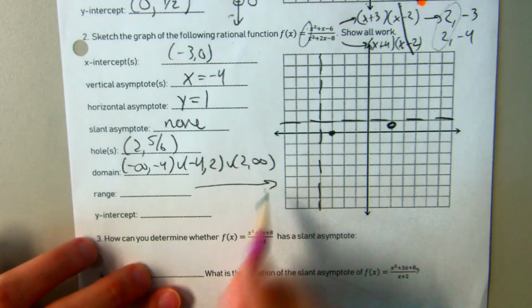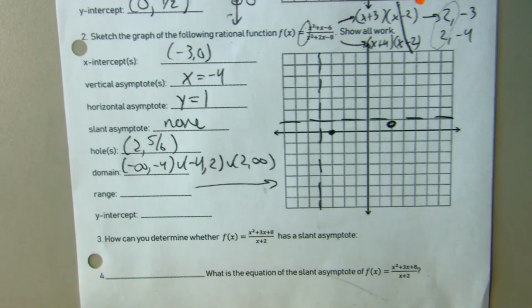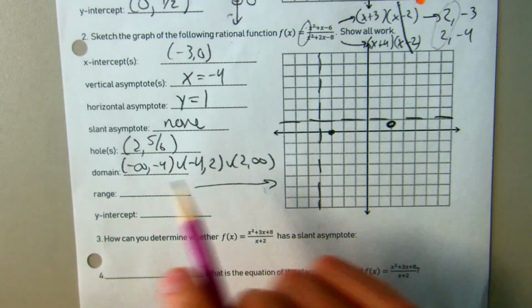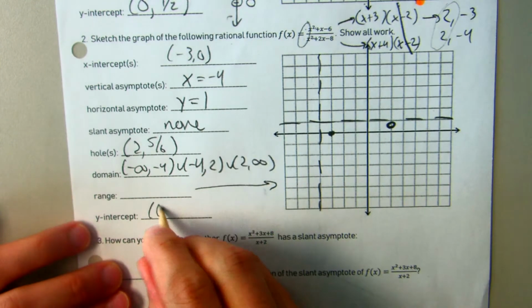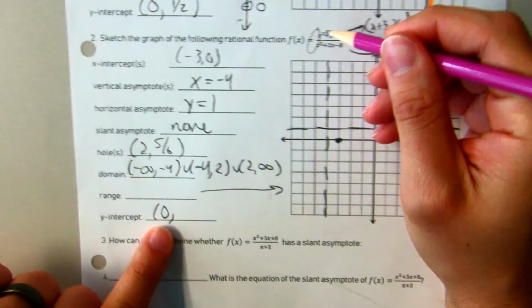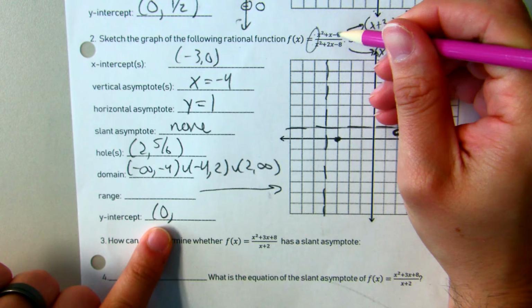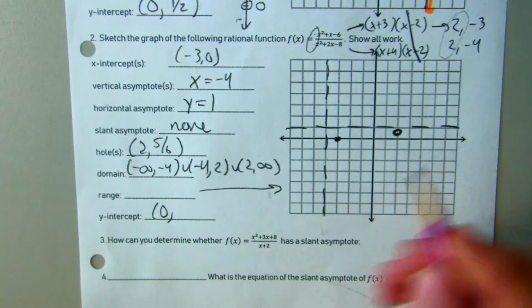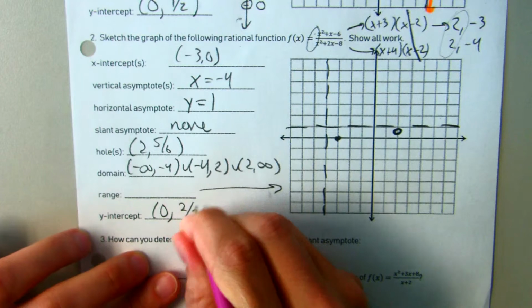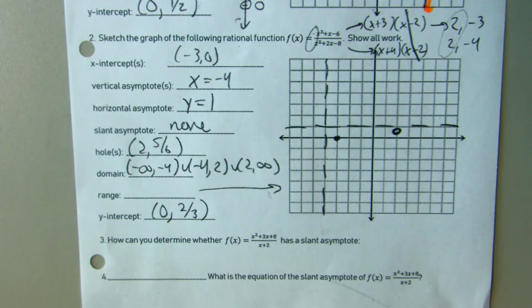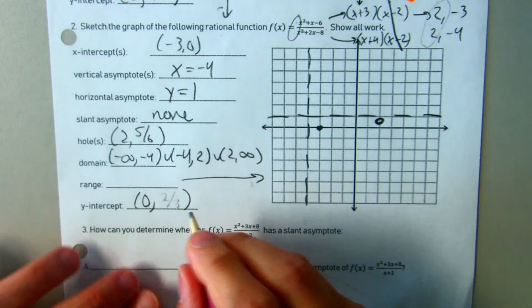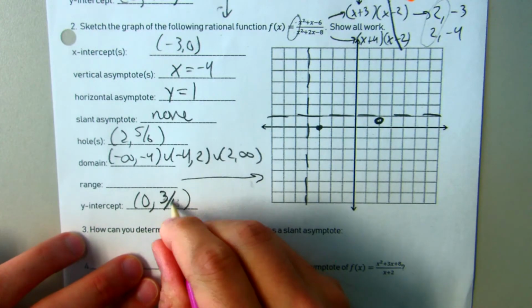Same thing, I really can't answer range until I can see the graph, so I can see what y values are being hit. I have a pretty good idea right now, but it's a lot easier with a graph. Y-intercept: plug in 0 for x, and you get 0 plus 0 minus 6 over 0 plus 0 minus 8. So negative 6 over negative 8 reduces to 3/4. Divide by 2, divide by 3/4.